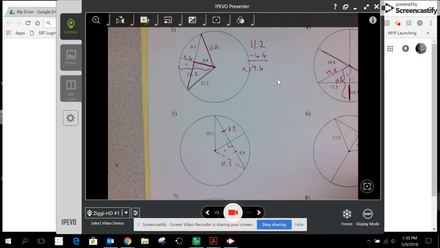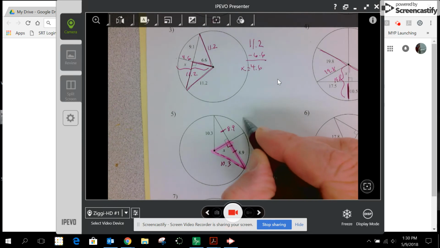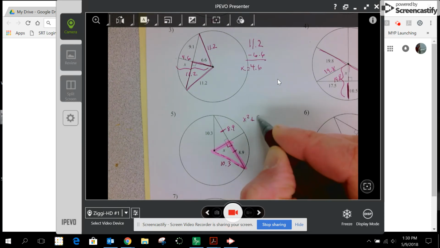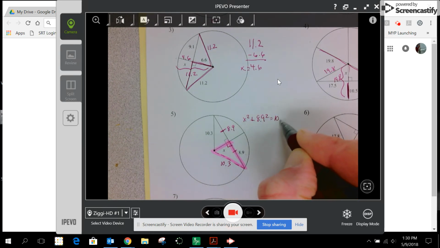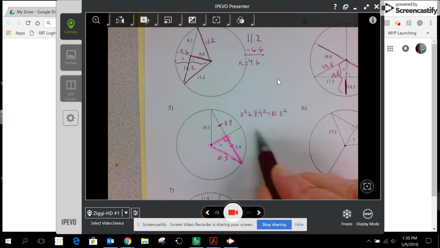So x squared plus 8.9 squared equals 10.3 squared. And Pythagorean theorem, just make sure your longest side is always the radius. You can subtract, do your math, hit pause right now, calculate that, and get 5.2. Okay, same thing over here.